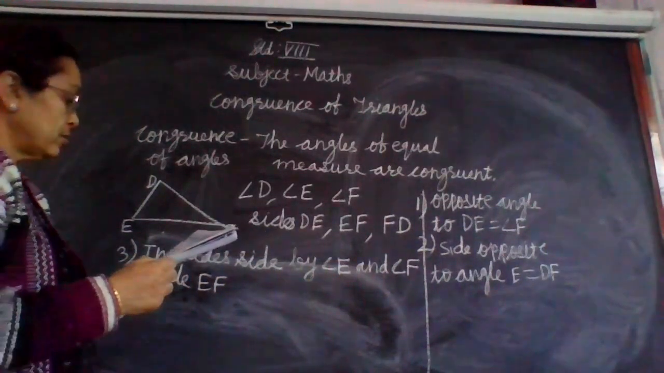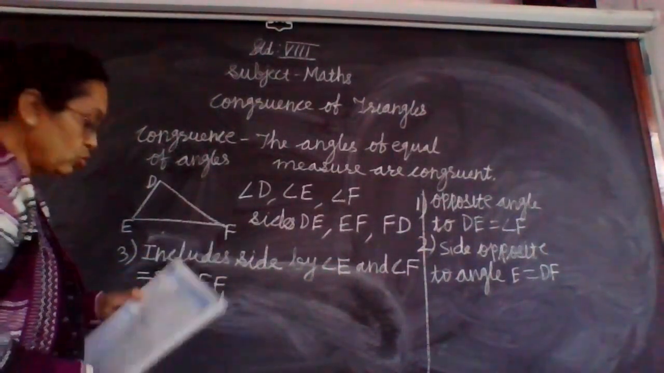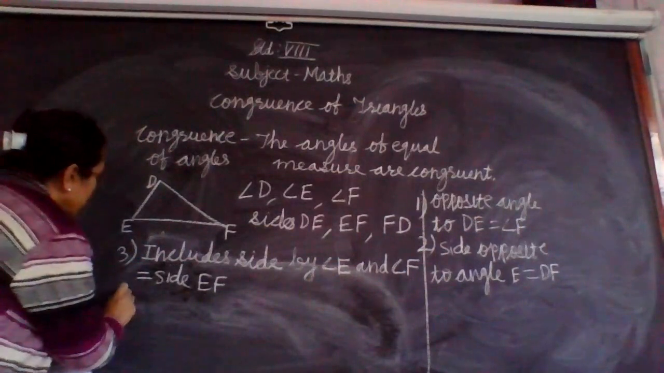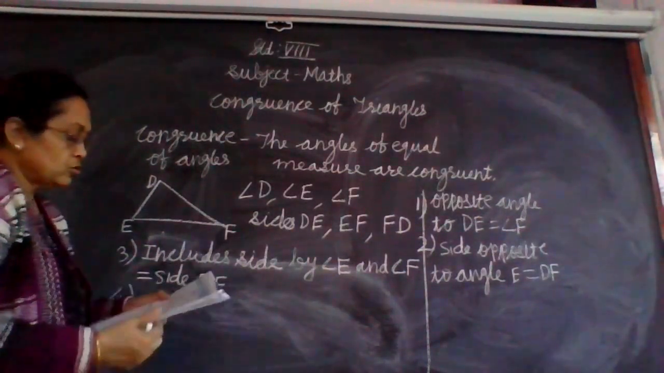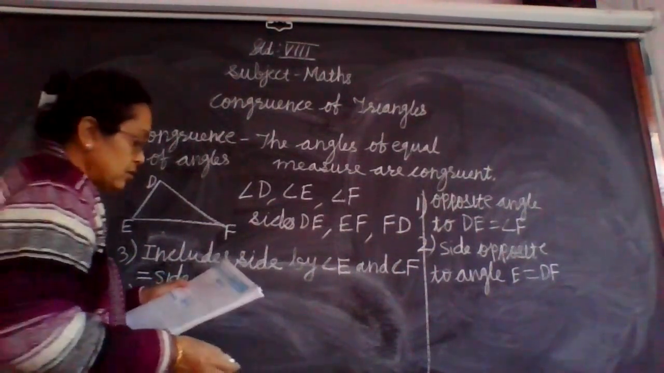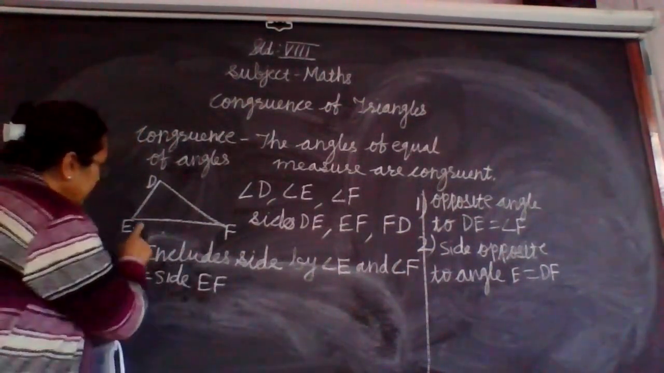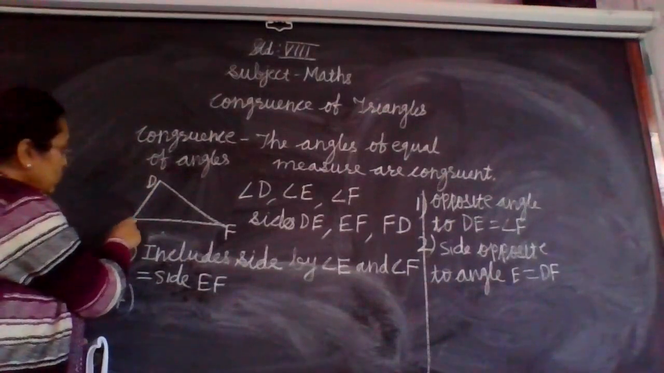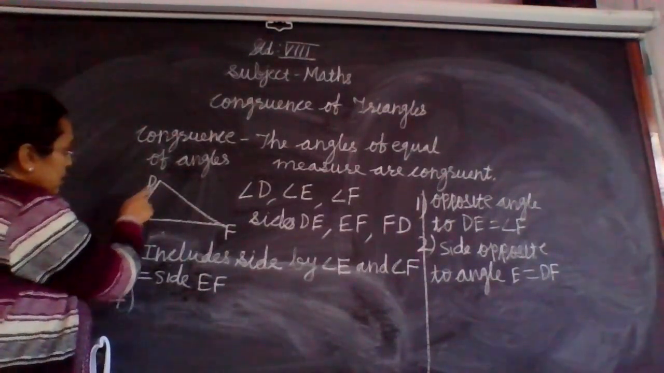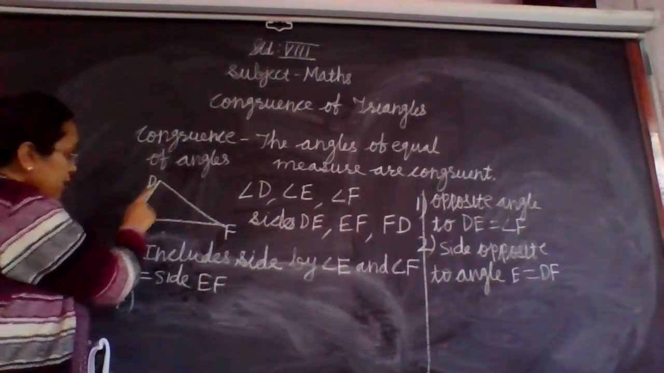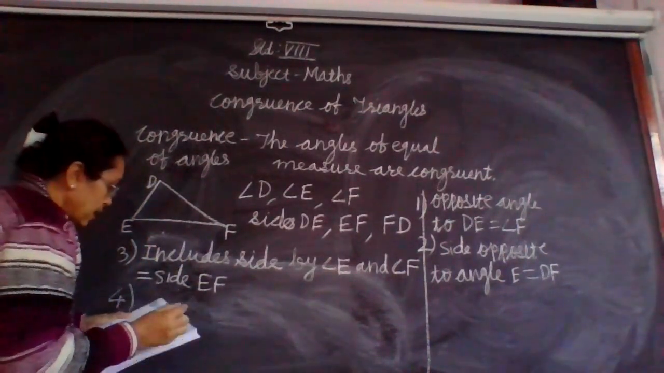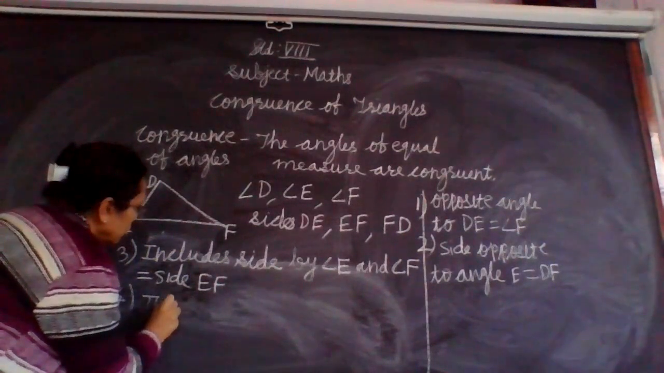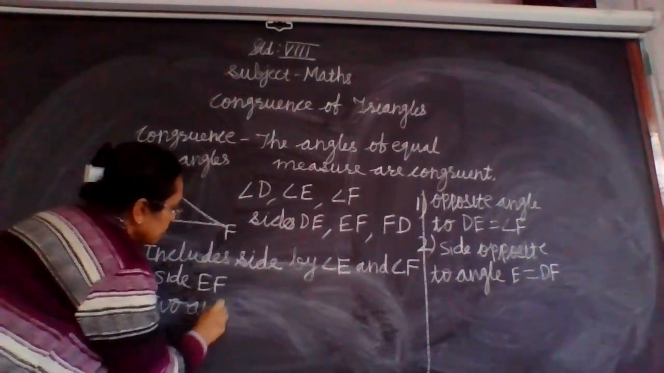Now state the angles adjacent to side DE. Adjacent means beside. So angles adjacent to side DE. This is side DE. So adjacent to this side, this angle is there, angle D, and this angle E. So these are the two angles adjacent to side DE.